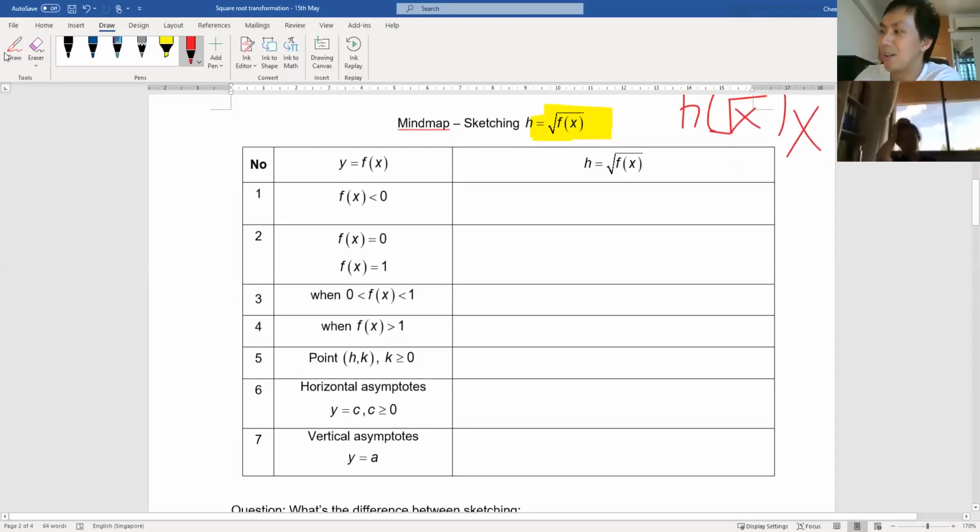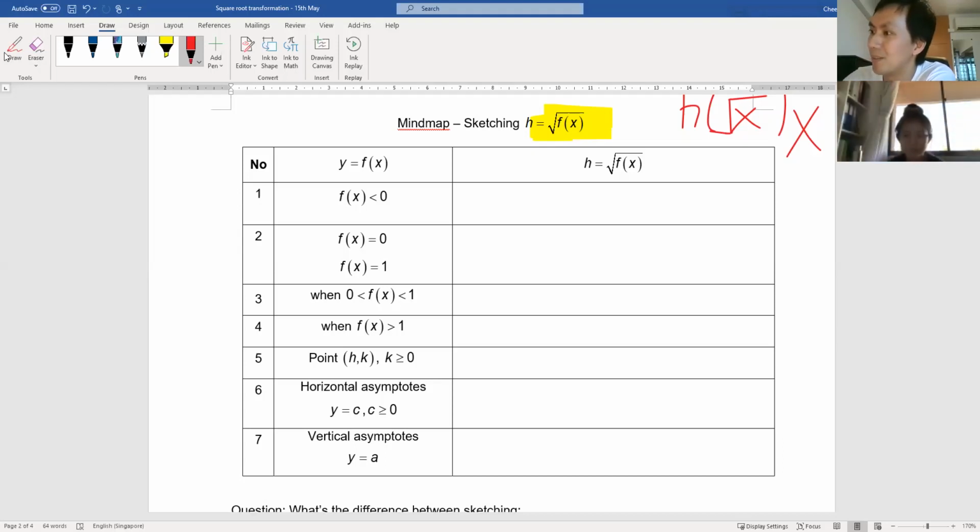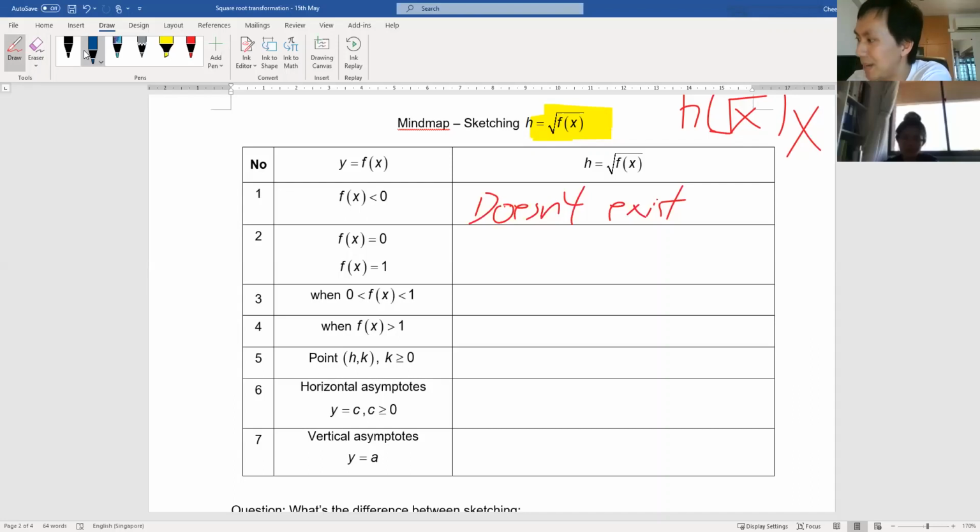So what do you think happens when f(x) is negative? Asymptote? You sure? No, it's not. It just doesn't exist, because you cannot square root a negative number in the first place. What if f(x) is equal to 0 or 1? It stays the same. Still equal to 0, equal to 1.